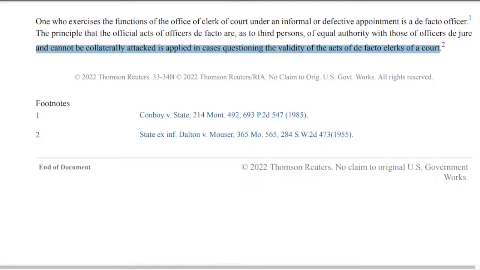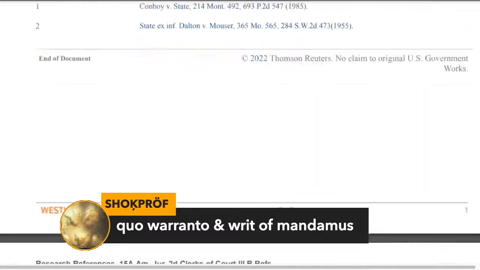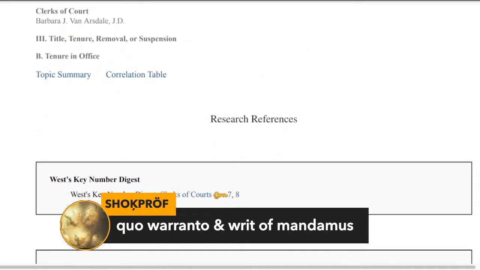Quo warranto, yeah, Shockproof has it there. There you go, thanks. Excellent. So we got that there. Continue.